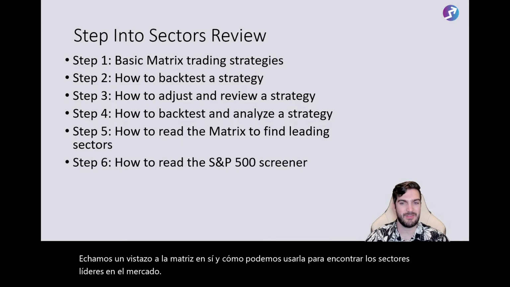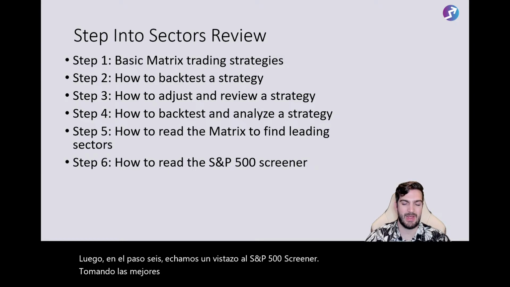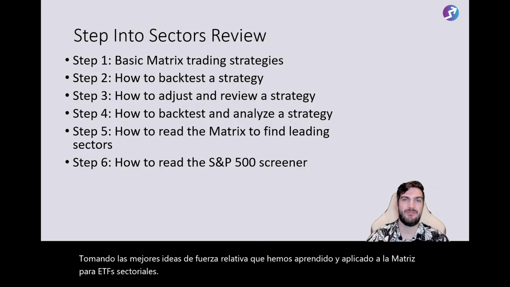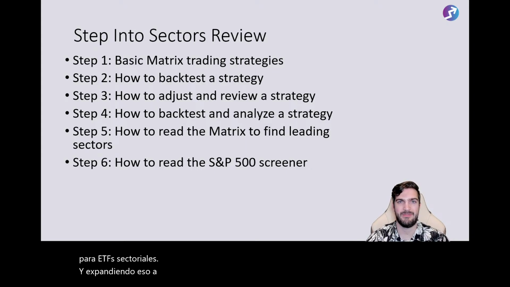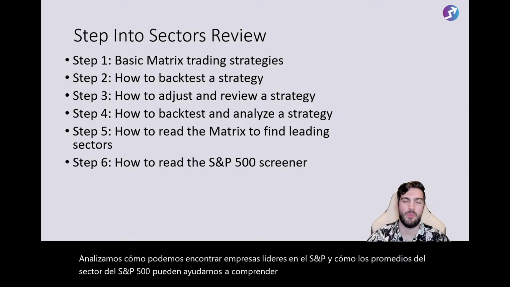Then, in step 6, we took a look at the S&P 500 screener, taking the best ideas of relative strength that we've learned about and applied to the matrix for sector ETFs, and expanding that to the 500 companies of the S&P 500. We looked at how we can find leading companies in the S&P and how the S&P 500 sector averages can help us understand sector leadership on a company equal weighted level.